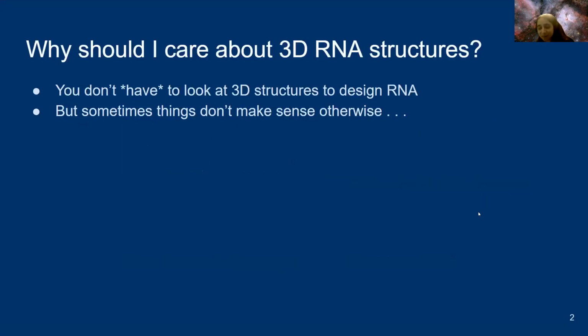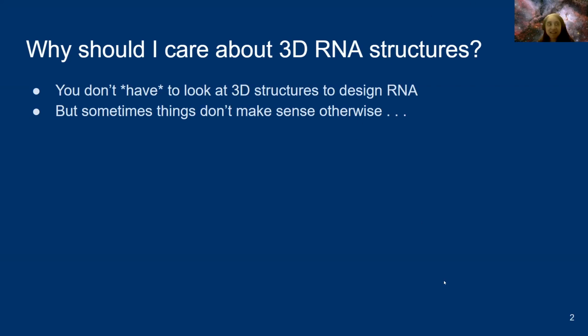So the first question that pops up in my mind is, okay, why should I care about 3D RNA structures? I can design 2D structures in Eterna. Why do I necessarily need these other outside tools to look at structures? And the thing is, you don't have to look at 3D structures to design in Eterna. You might be able to get a lot of information from different plots and things. But sometimes you might come across something in real life that just doesn't quite make sense. And maybe you just need to go in there and look at the 3D structure and try to understand what might be going on in that odd case.